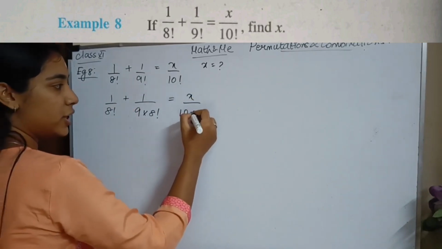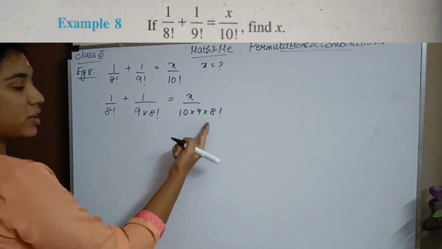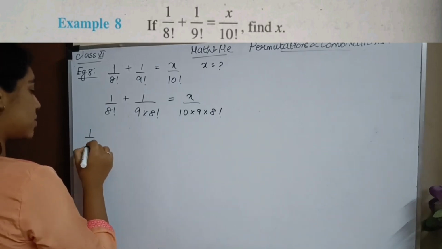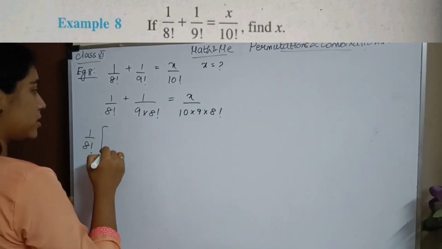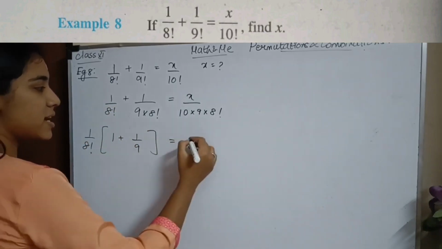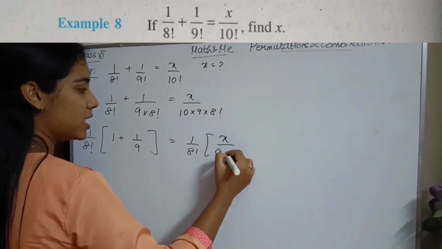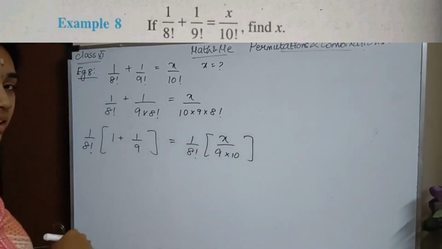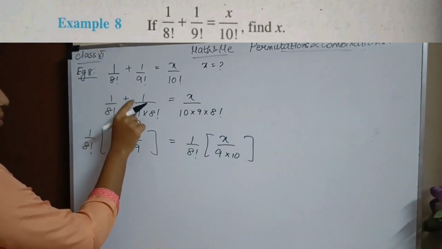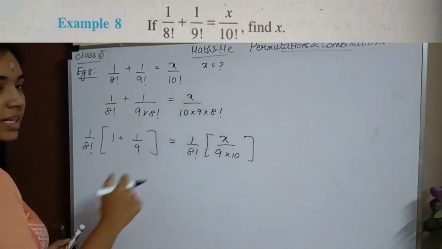How can we take it? 10 into 9 into 8 factorial. Why am I doing this? I can take the 8 factorial from my denominator, which is common in all the 3 terms. Correct? So in the first term, if I take 8 factorial common, I'll have 1 plus 1 divided by 9 in my LHS. In the RHS, taking 1 by 8 factorial outside, I'll be left with x divided by 9 times 10. Clear? Taking 1 by 8 factorial outside, I'll be left with 1 plus 1 by 9, times x divided by 9 into 10.